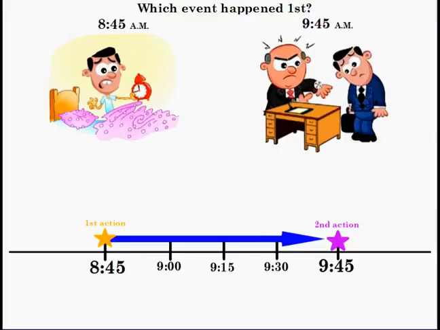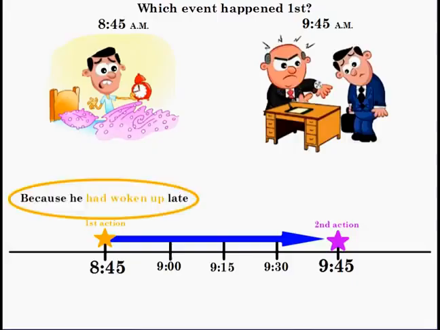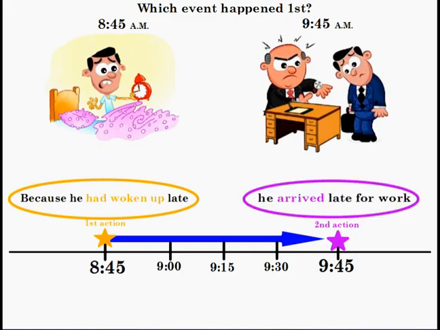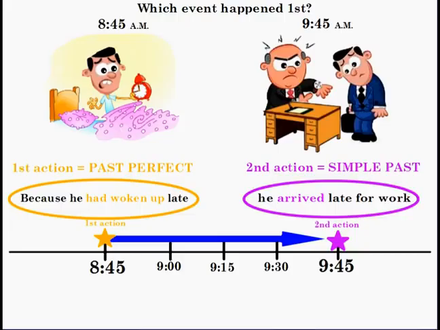So if we notice, there's a distinct amount of time between the first action and the second action, right? Now, when I'm going to describe this situation, I'm going to use my grammar. I'm going to use the past perfect, okay? So I'm going to say, because he had woken up late, he arrived late for work. Okay? So notice in my first action, I'm using my grammar of the past perfect. Okay? And then the second action, I'm using the simple past. Okay? So this is basically how we use the past perfect.